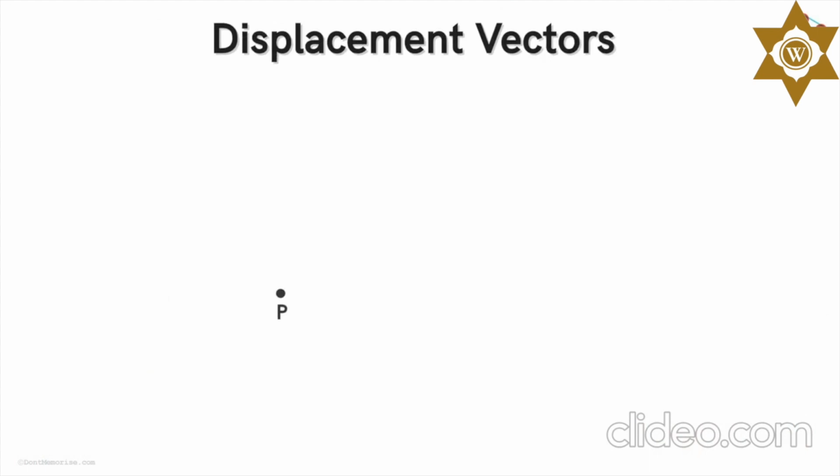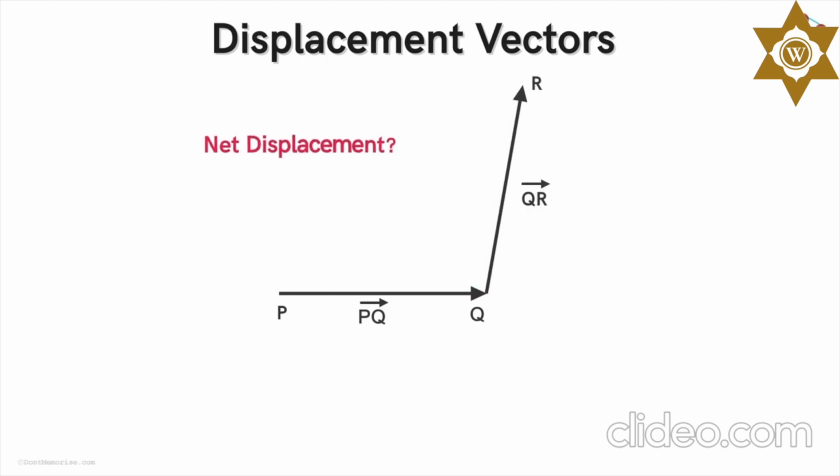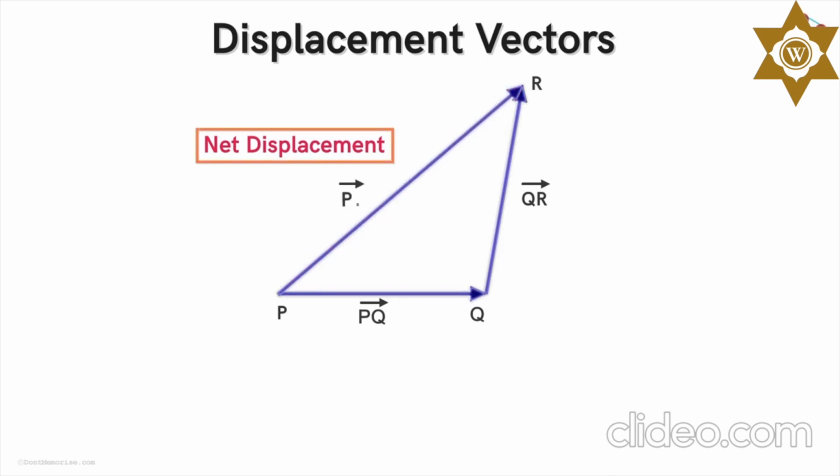Suppose we're at this point P and we move to this point Q. We know that this displacement will be given by the vector PQ. Now suppose from point Q we move to the point R here, then this displacement will be given by the vector QR. Now can you tell me what our net displacement will be? Right, it will be from P to R. The net effect of our displacement, first from P to Q and then from Q to R, is equal to the displacement from P to R. And this net displacement will be given by the vector PR.